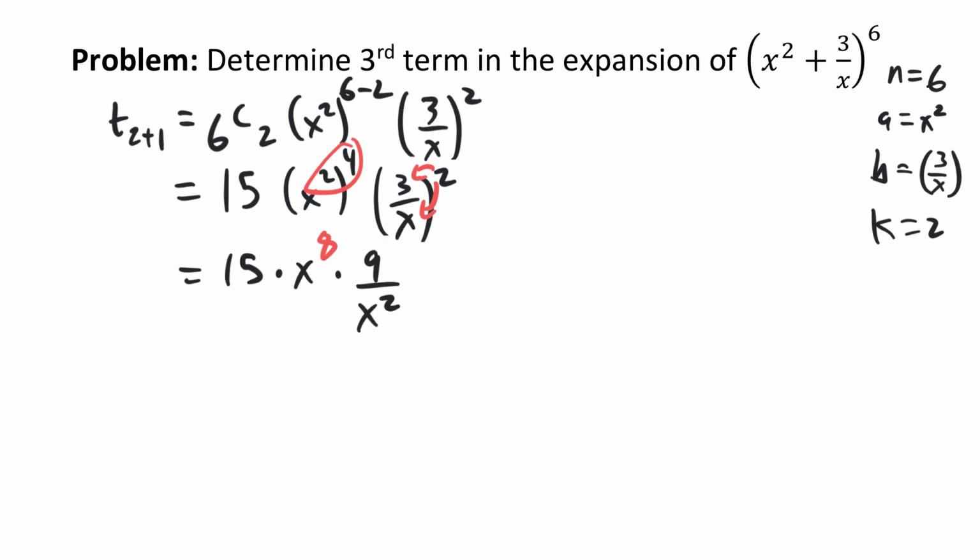Now the 15 and the 9 can be combined to give you 135. So here, let me do that like this. The 15 and the 9 can be combined to give you 135.